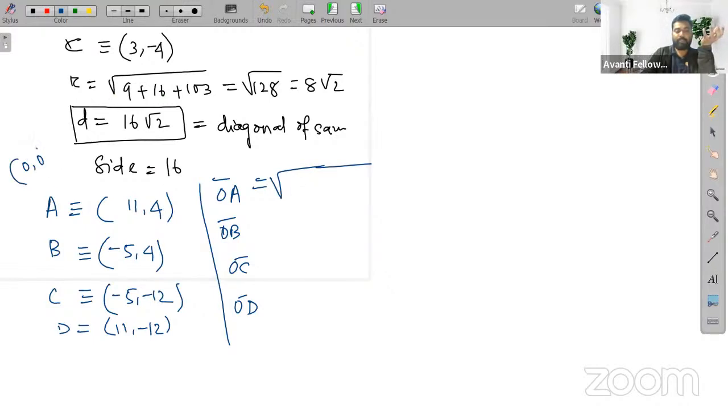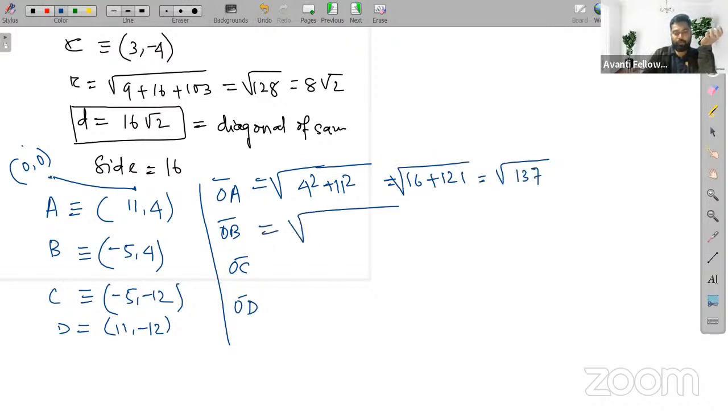Okay, so that is 4 square plus 11 square, that is 16 plus 121, under root of 137. Right? OB is under root of 4 square plus 5 square, that is 25 plus 16, under root of 41.